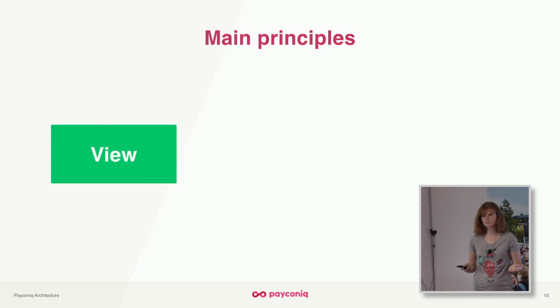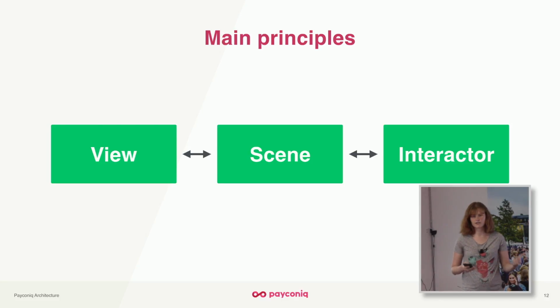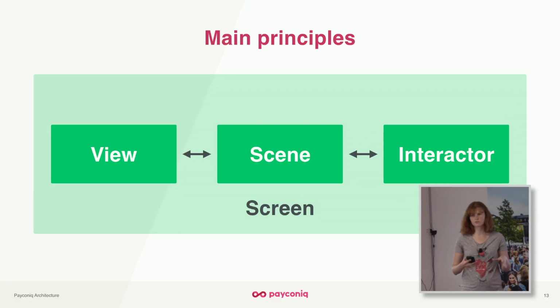The main blocks of the architecture are very simple. There is a view. Well, there is always a view, I think, in any architecture for iOS. And then there is an interactor that is the business logic. And then there is a scene between them that wires up the view and the interactor. All this together is sort of one screen. So usually this is how it actually happens in the app. When you see any screen, like, let's say, contacts list or home scanner, there is usually some view, scene, and interactor in it.